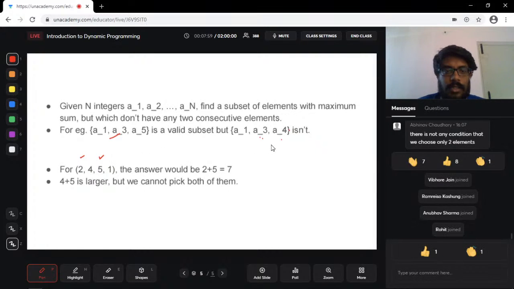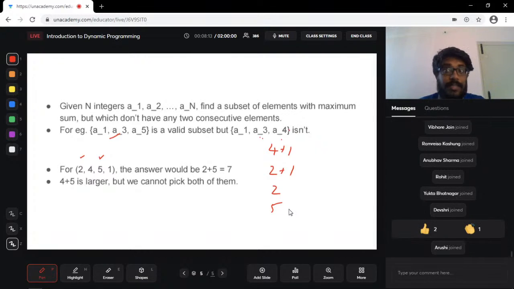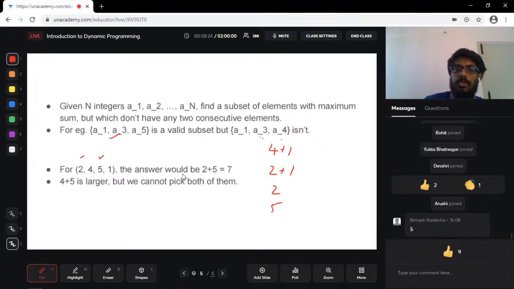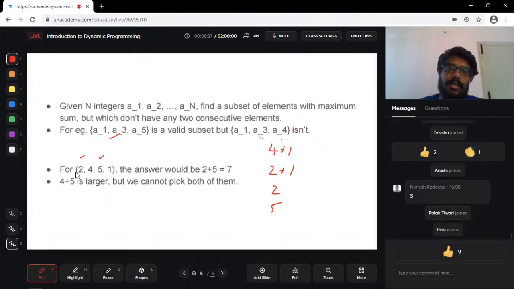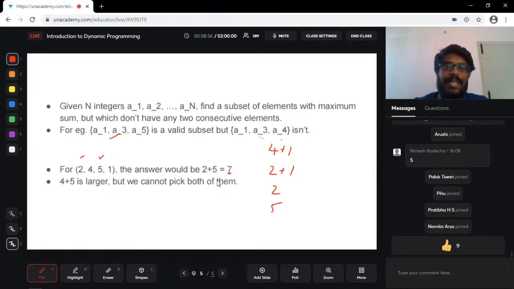What are other valid subsets? 4 plus 1 is another valid subset. 2 plus 1 is another valid subset. Just 2 is another valid set. Just 5 is another valid subset, right? But you see that there is no valid subset with 3 elements. You can't have a valid subset with 3 elements in this given array, because amongst 4, if you pick 3, there will be at least one adjacent pair. You can figure that out, right? So in this case, the answer, it turns out, is just the first and the third element that gives us 7. So now the question is general. Given any general array, find the maximum sum possible.